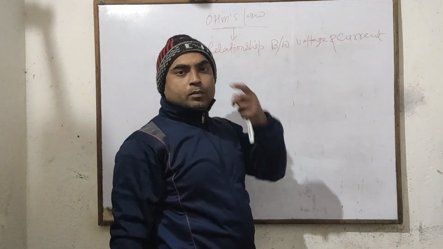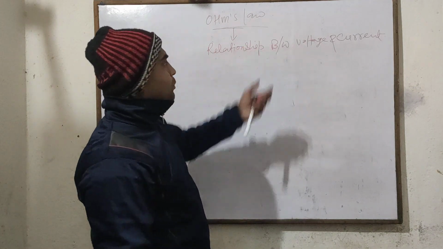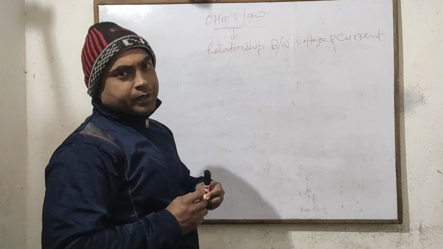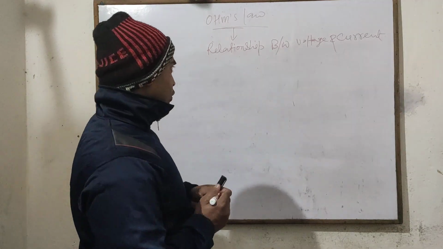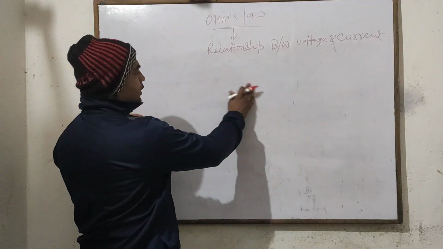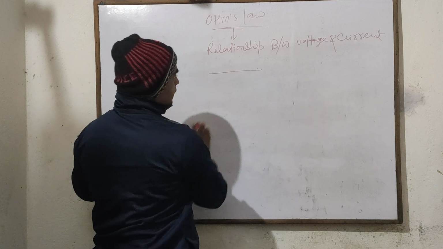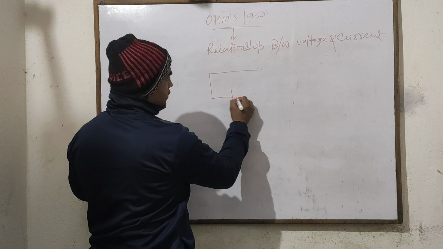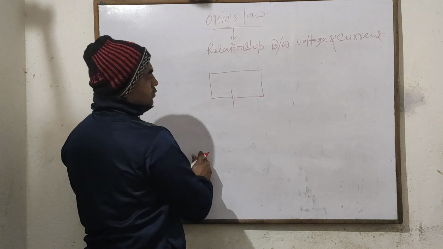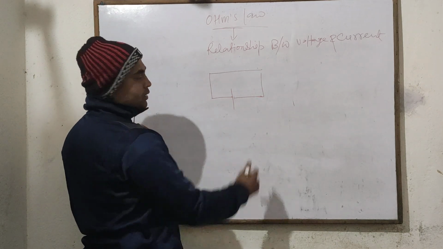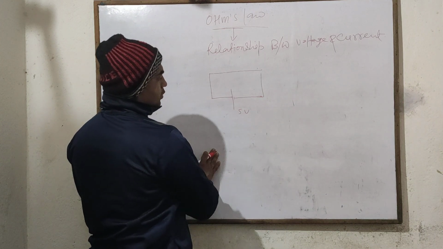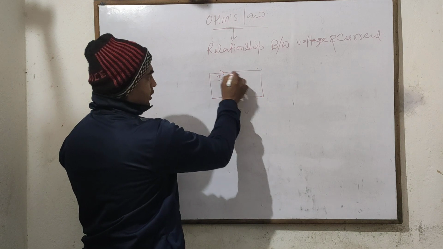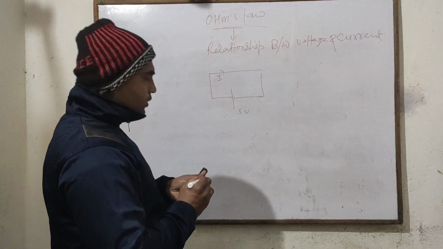How did he come to know about this? How did he explain the relation between voltage and current? How are they interconnected? We will come to know. Ohm took a material and applied a voltage source through it. Taking a voltage of about 5 volt, he found that some current is flowing in the conductor.